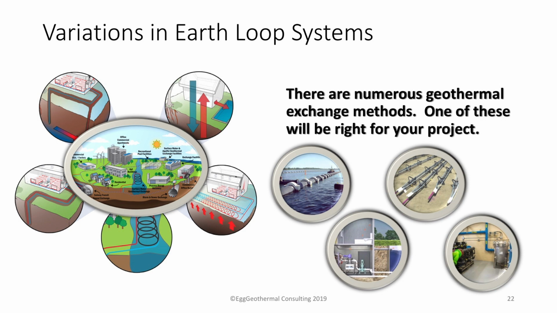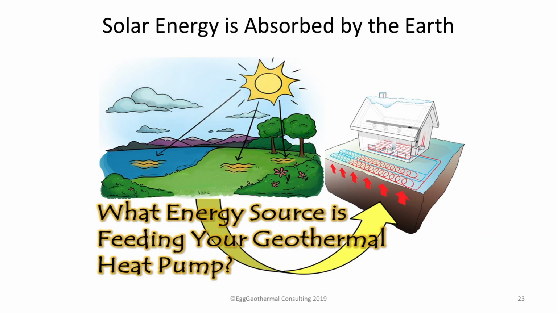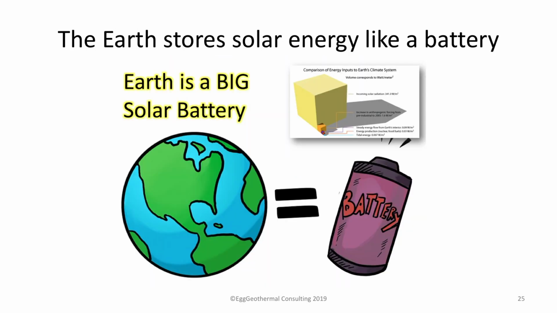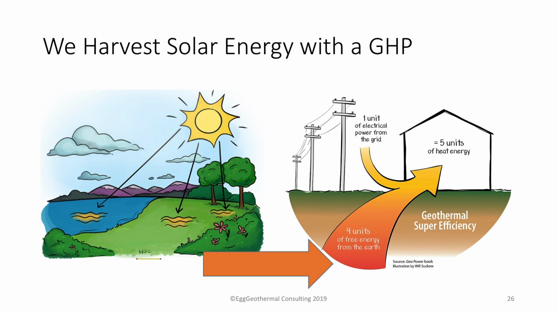People a lot smarter than me will help you do that. I just love to talk about it. What's this energy source, though? What are we doing? Take a look at these pictures. 49% of the energy that strikes the atmosphere is absorbed by land and surface waters. The Earth is a great big solar energy battery. We are using a solar energy heat pump. Isn't it beautiful? It's solar energy, essentially.